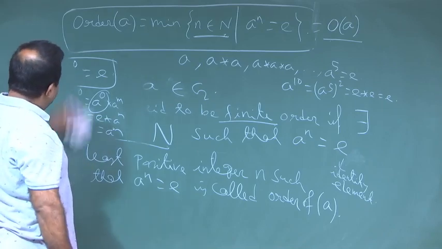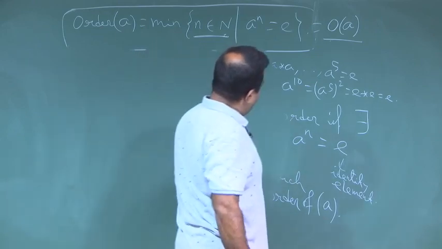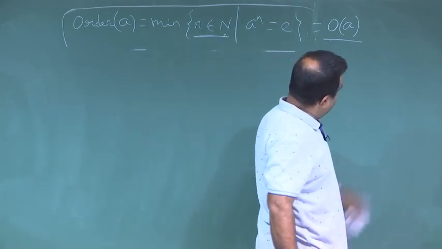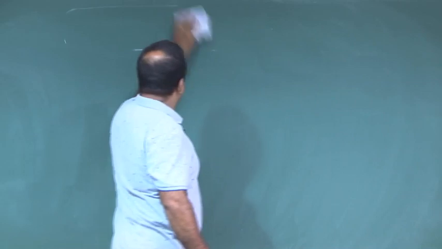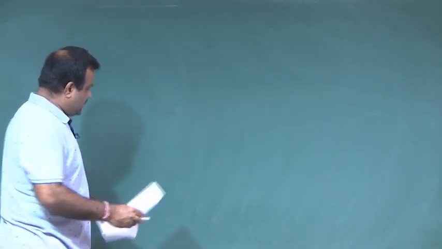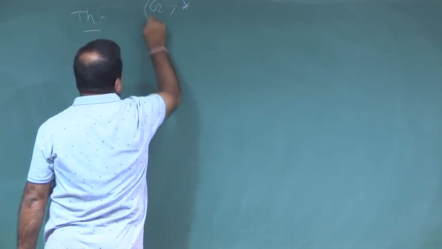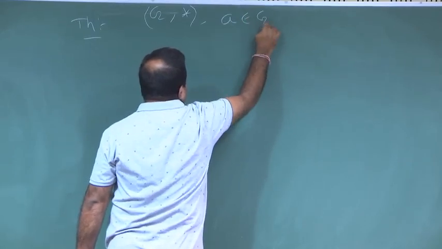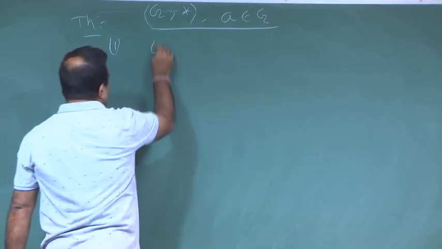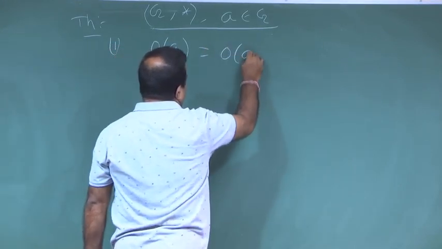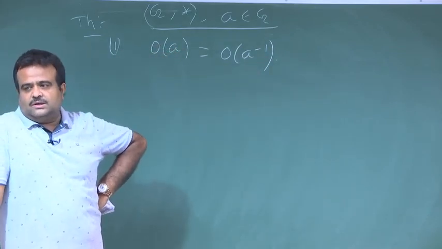So, now if such a finite n exists, then we call this the order of an element. Now we talk about some of the properties of the order of an element. This is the first property. Again we have an underlying group and A is an element from G. This first theorem is telling us the order of A is the same as the order of A inverse. They both have the same order.